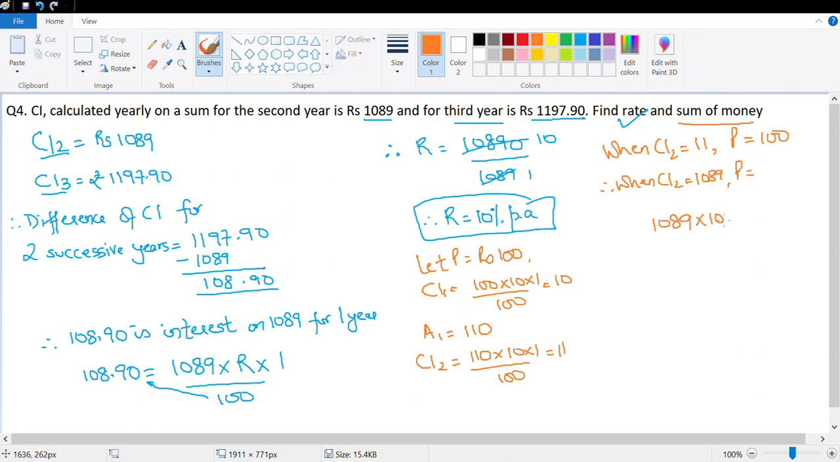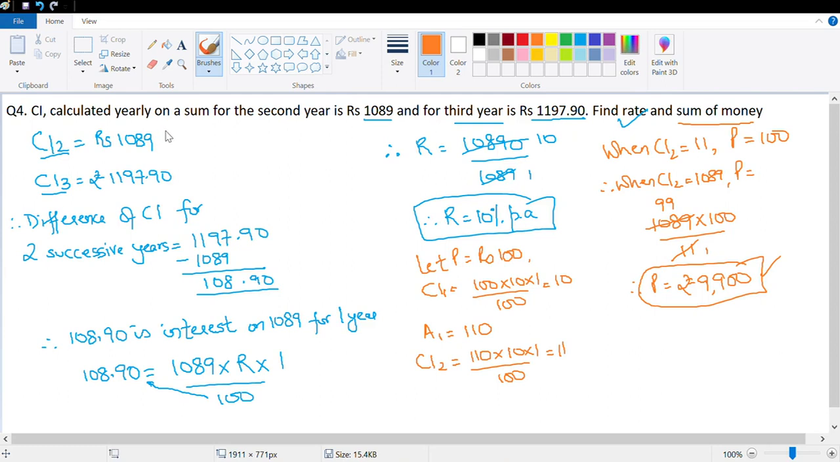1089 into 100 upon 11. Yes, this is divisible by 11. 11 into 1, 11 nines are 99. That's 9 again. This is 9. Therefore, P is equal to rupees 9,900. Done. Let's look at the next question.